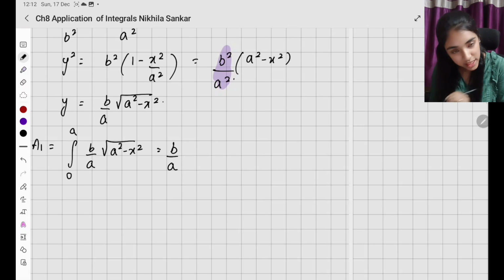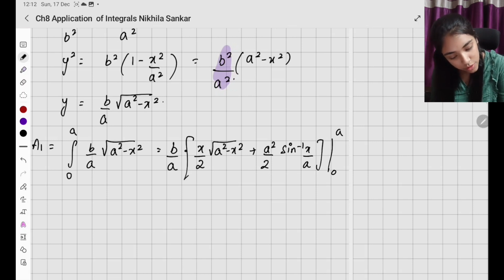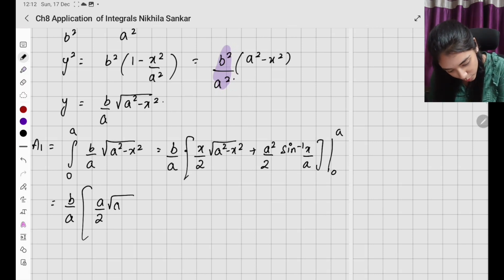Again, the same formula we used in the previous sum. So I have b by a times x divided by 2, I'll open a bracket, b by a is a constant, x by 2 square root of a square minus x square plus a square by 2 sine inverse of x divided by a from 0 to a. Okay, so when I simplify, I have b divided by a. I'm going to open a bigger bracket, upper limit minus lower limit. So I have a by 2 square root of a square minus a square plus a square by 2 sine inverse of a divided by a.